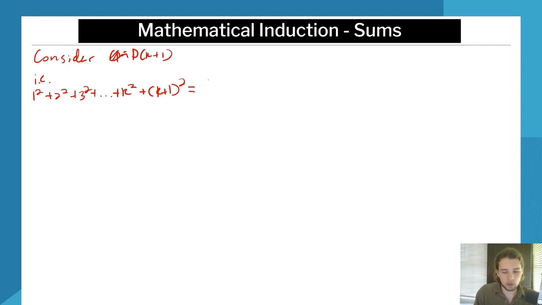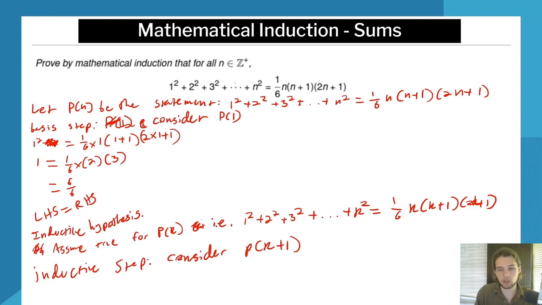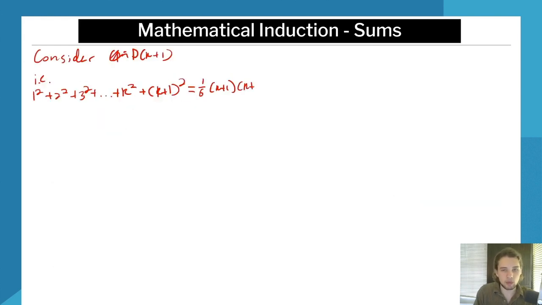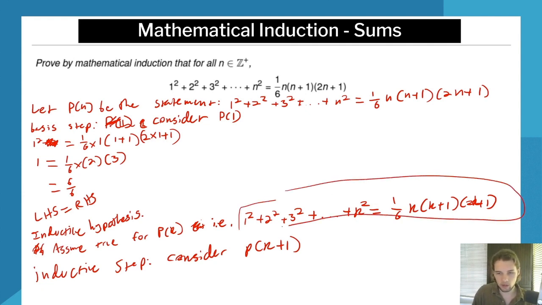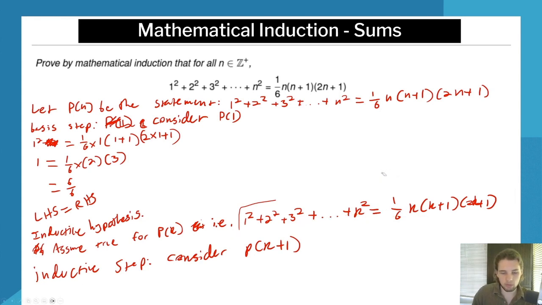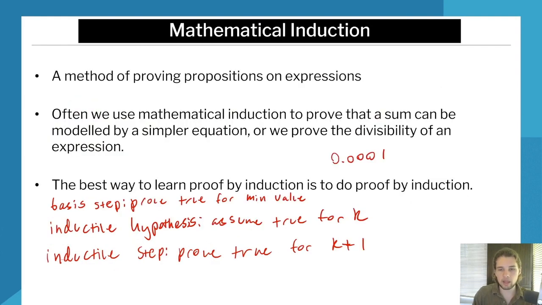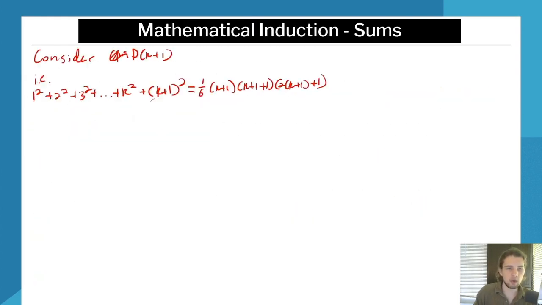Then we're going to say that this equals 1 over 6 (k plus 1)((k plus 1) plus 1)(2(k plus 1) plus 1), because we just put k plus 1 everywhere there was a k. Now what we want to do is figure out a way to get some components of this whole equation. If we can equate some of those components to something in here, we might be able to create a proof.